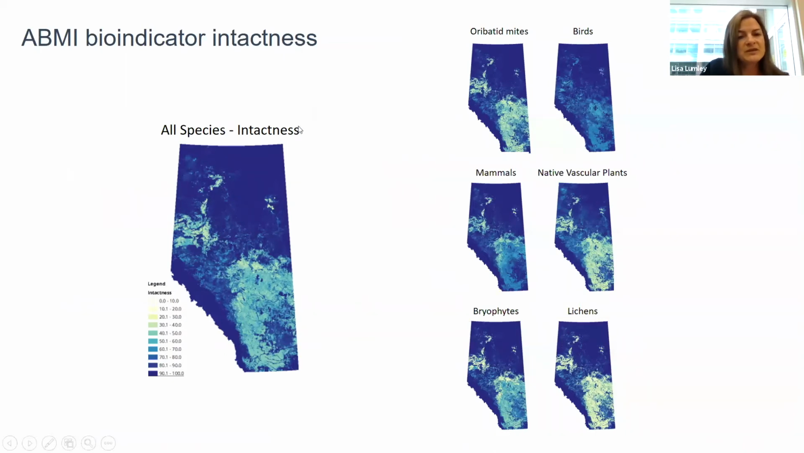When we look at all species for all groups, so this includes the mites plus birds, mammals, vascular plants, bryophytes, and lichens, this is what the intactness looks like across the province. Low intactness is white and high intactness is blue. So again, as would probably be predicted, where there is high human footprint, we have low intactness. Where there isn't a lot of human footprint, we have a high intactness.